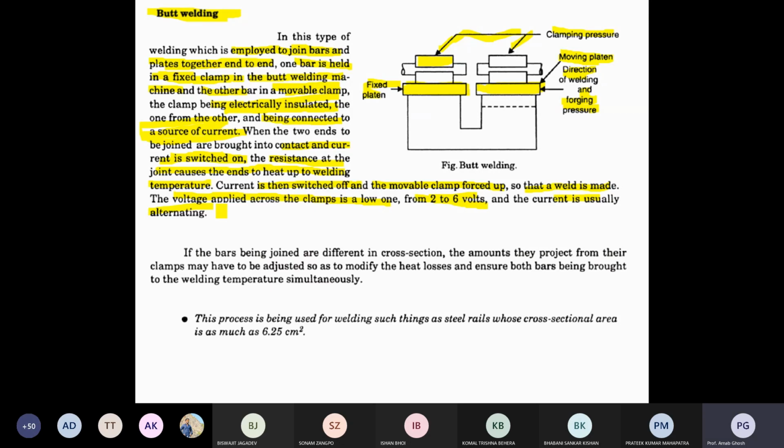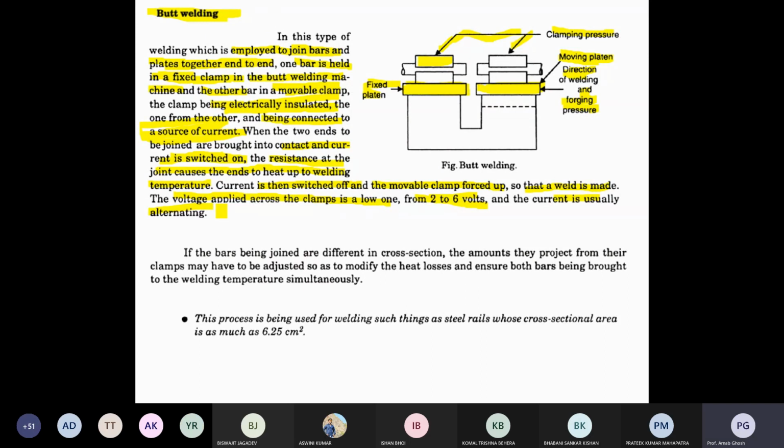Then what happens? After switching off, the plate will be at that temperature and the face of the plate will be melting and it will be joined. That's the way bar welding is done. There is very little voltage. Basically it is a short circuit path, so the voltage level is very low, but the current level is very high. Now, if the bars being joined are different in cross section.